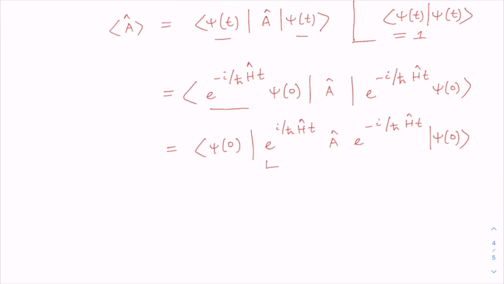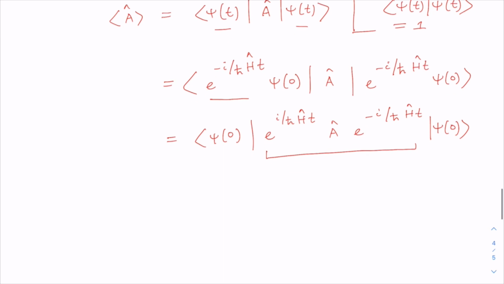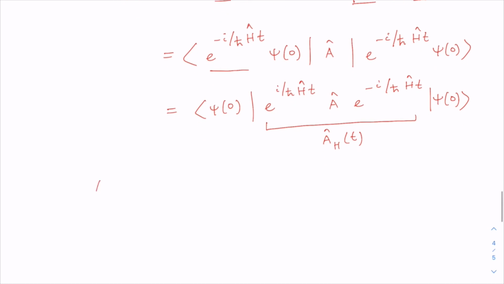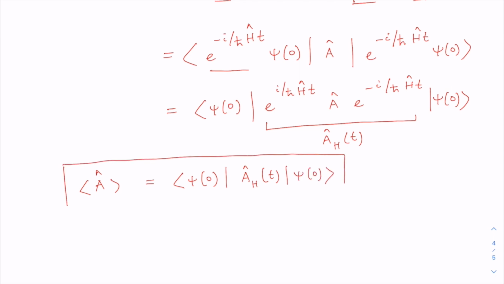And now if I define a new operator A_H, which is as you can see, the time dependency is now put into the operator while the wave function is now becoming time independent, then the expectation value of the operator A can be worked out by using this relation. And in fact, nothing is getting changed, only the interpretation is changing, whether you work it in the Heisenberg picture or in the Schrödinger picture.